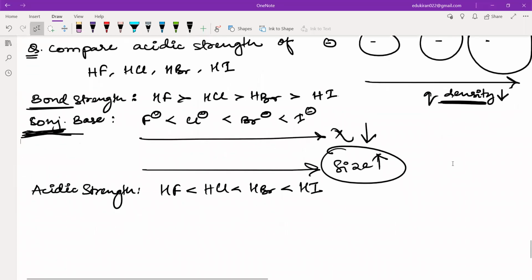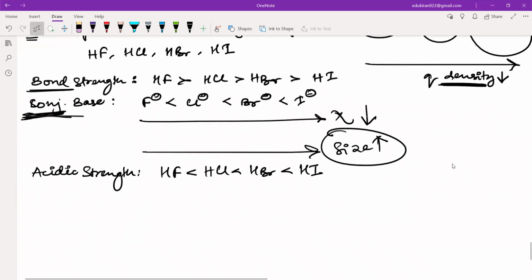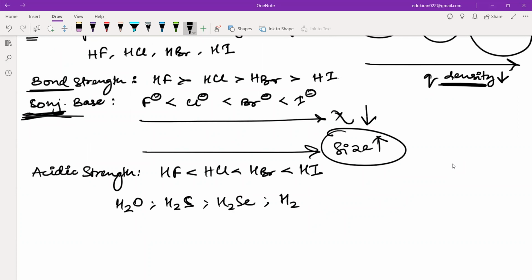Then we can also write the acidic strength. We can compare for H2O, H2S, H2Se, H2Te. So in this case also, H2O will be least acidic, followed by H2S, followed by H2Se, followed by H2Te, because we are talking in terms of a group.